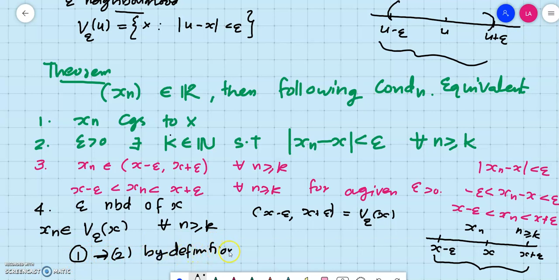Okay. So these are the four equivalent conditions. The first condition implies the second condition by the definition of convergence. And in the second condition, you replace modulus of xn minus x less than epsilon, by the definition of modulus, with minus epsilon less than xn minus x less than epsilon, from which we add x onto both sides, that is x minus epsilon less than xn less than x plus epsilon. So what we get is x minus epsilon less than xn less than x plus epsilon for all n greater than or equal to k for a given epsilon. This is the third condition.